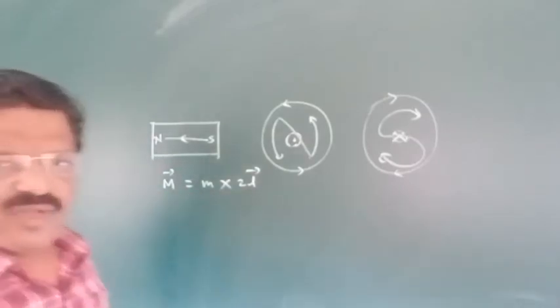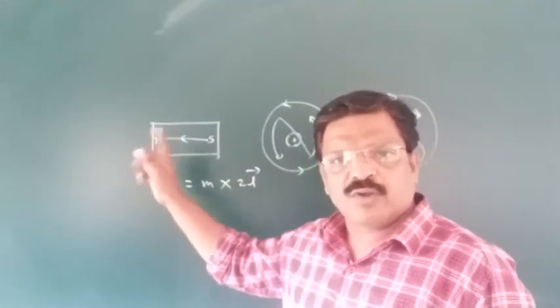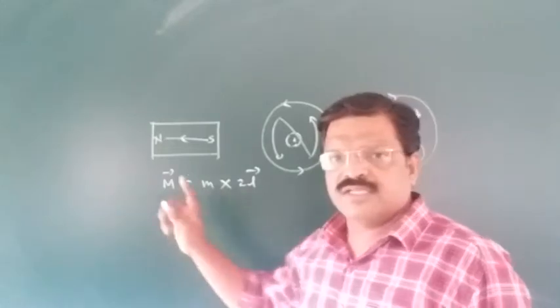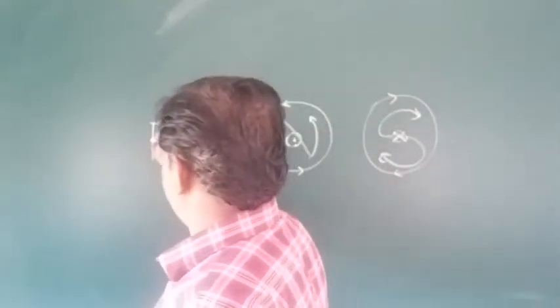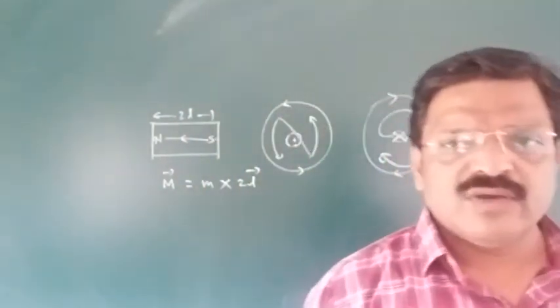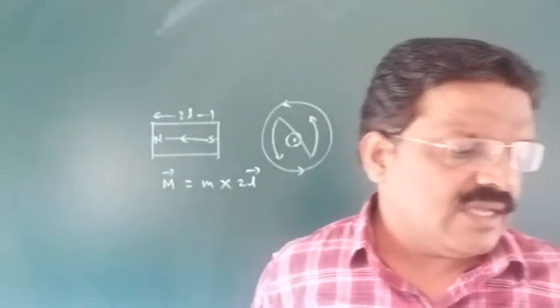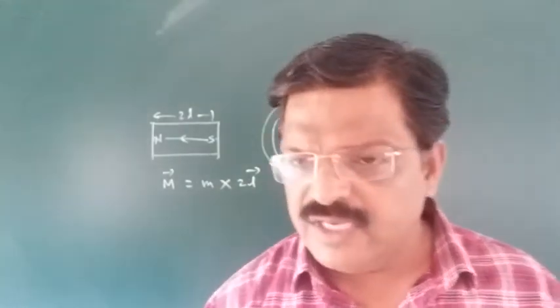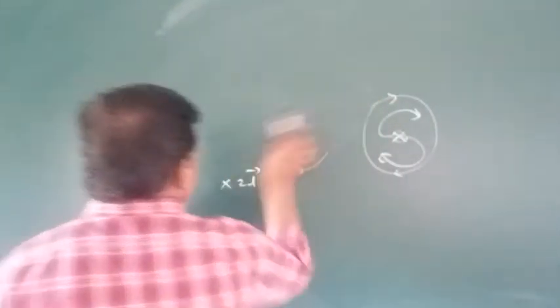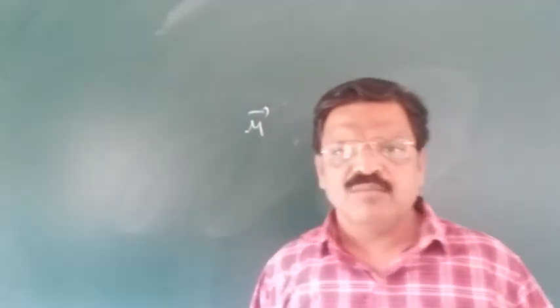This we have done in 11th standard. Magnetic dipole moment is the product of the magnetic pole strength of one of the poles of the bar magnet and the distance between the two poles, that is S pole and N pole. This distance was taken as 2l. This is the basic thing that we have seen already in 11th standard. Now, instead of capital M, in your book they have used the letter mu for showing the magnetic dipole moment.